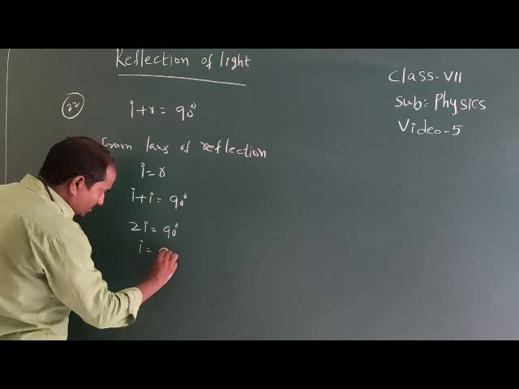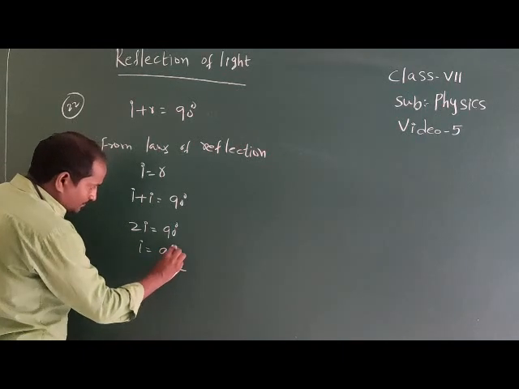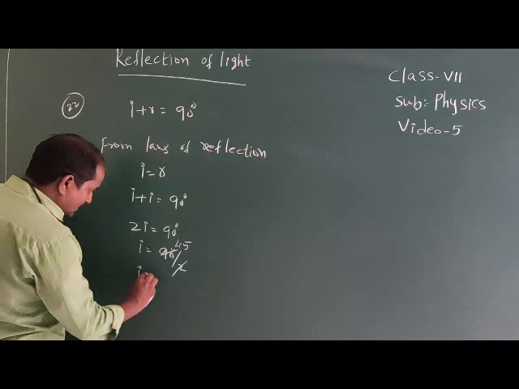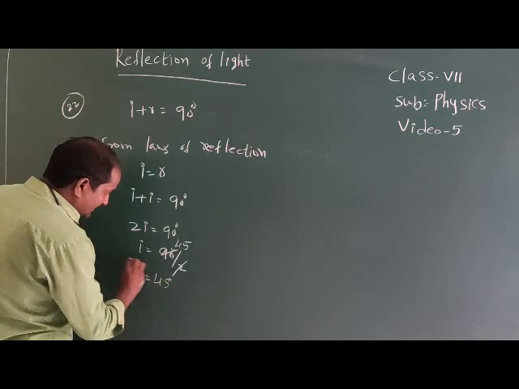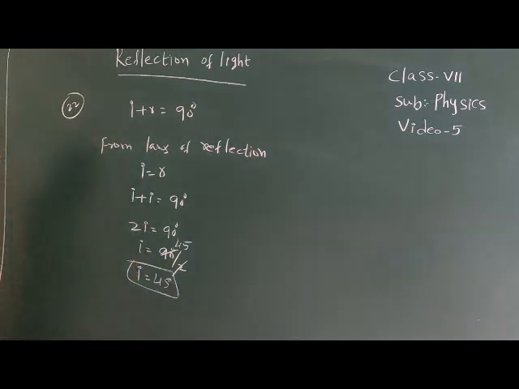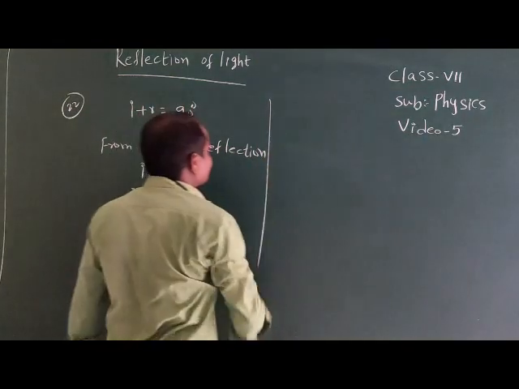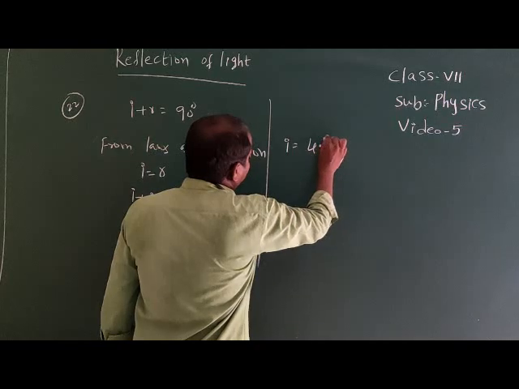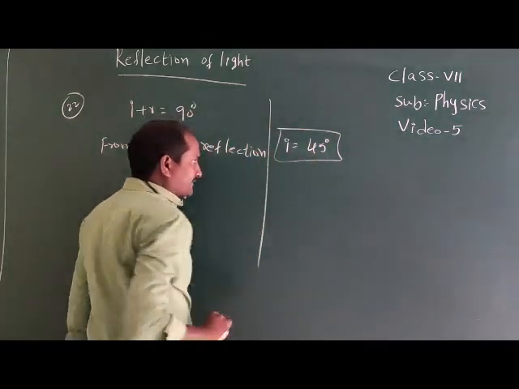Therefore I equal to 90 by 2. 2 ones are 2, 2 45. So I equal to how much here? 45 degrees. Angle of incidence I equal to 45 degrees. Then find the angle of deviation.